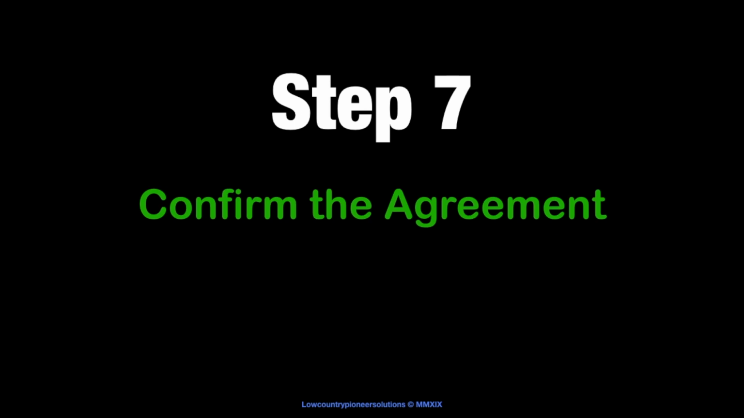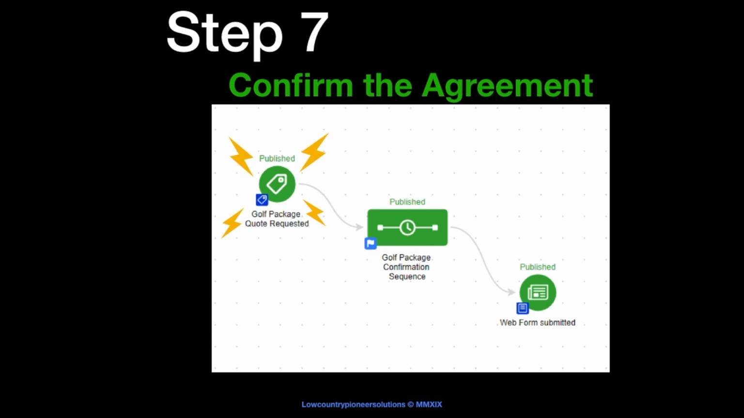Now, once the agreement has been confirmed, you've reviewed it, you've discussed it, you're sure this is what you want to do, they want to do, you want to do it together. Now she's going to go back into the system a third and final time and add another trigger tag. In this case, it's the golf package quote that's been requested.